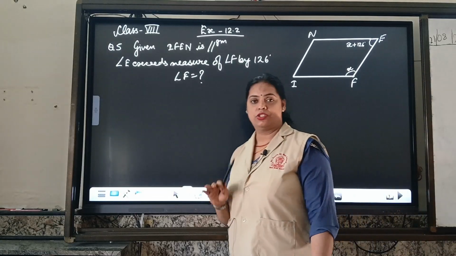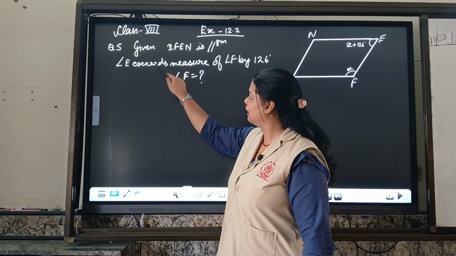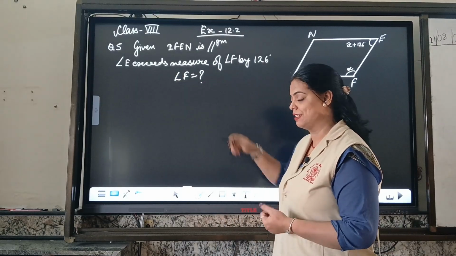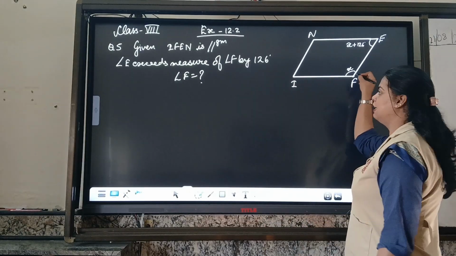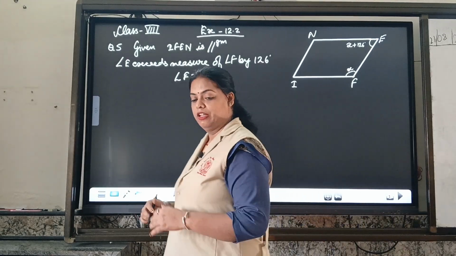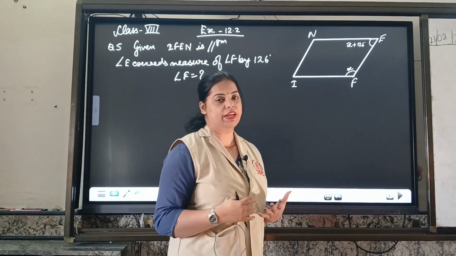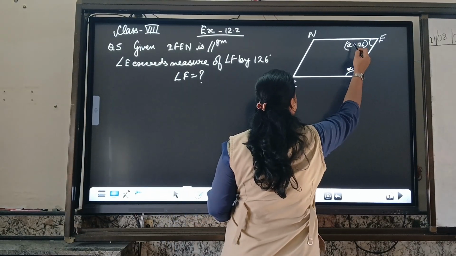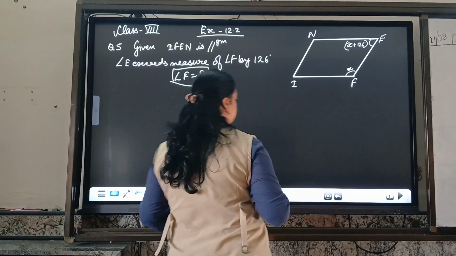Another condition given by the question is that angle E exceeds the measure of angle F by 126. If we assume angle F is equal to x, then what will be the measure of angle E? It would be F plus 126. What is F? F is x. So I will write x plus 126 as the measure of angle E. We have to find the measure of angle E.